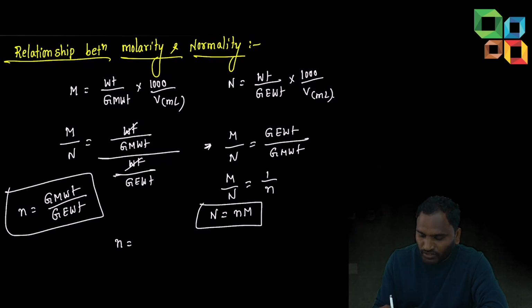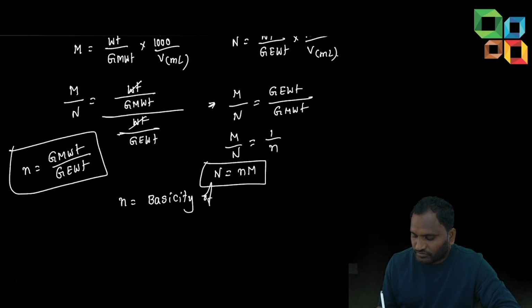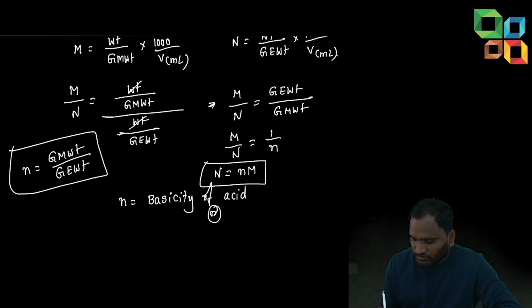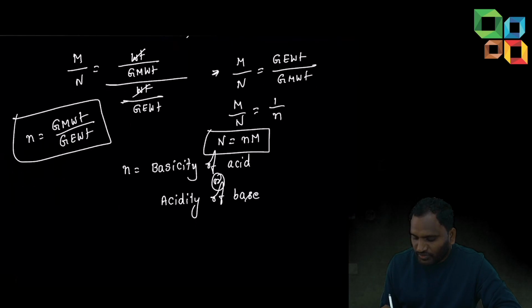This n factor, what all includes in this? Basicity of acid. If it is an acid, basicity we have to take as the n value. Or acidity of base. If it is a base, acidity of base we have to take. If it is a salt, charge on ion.